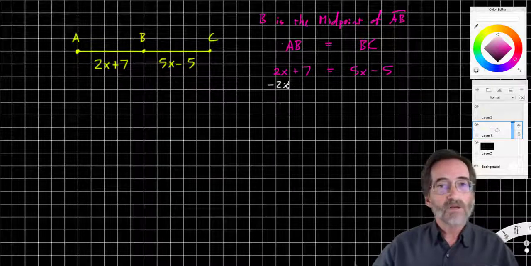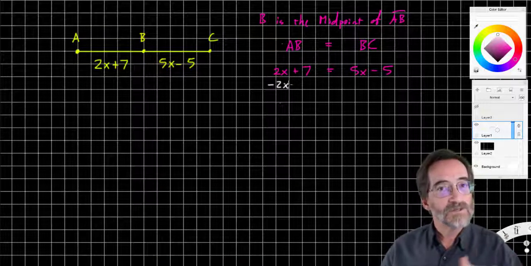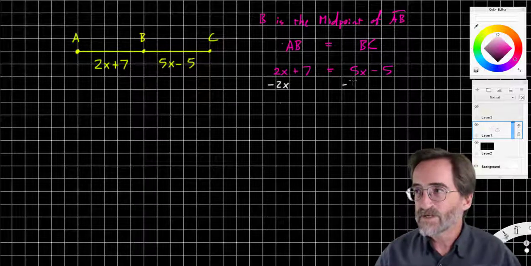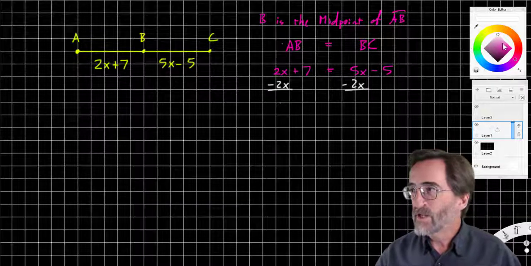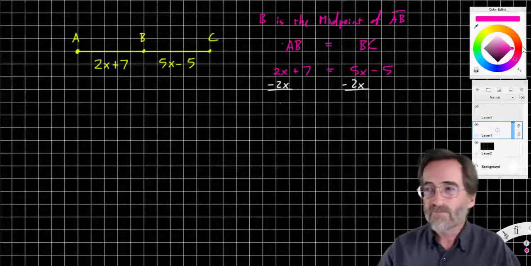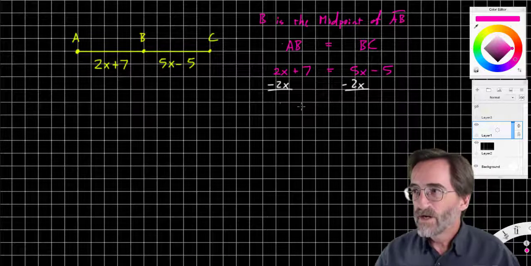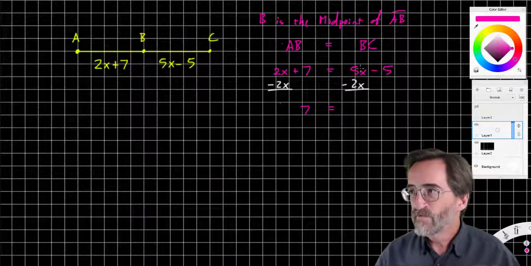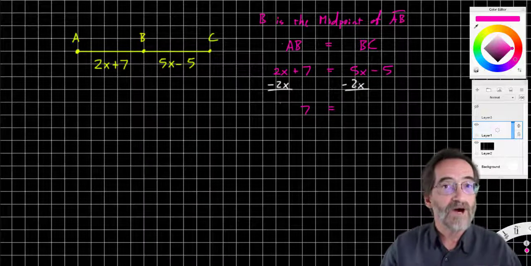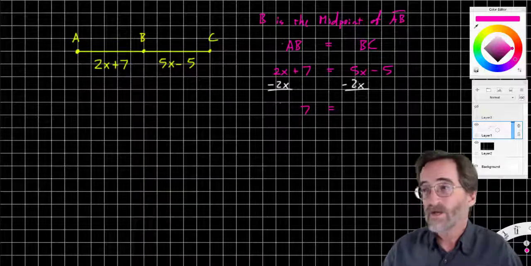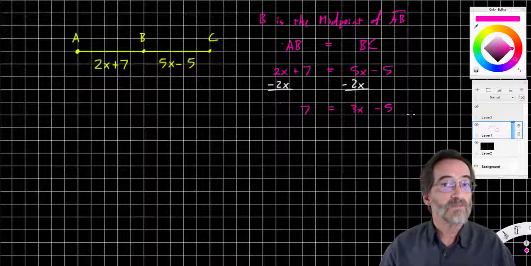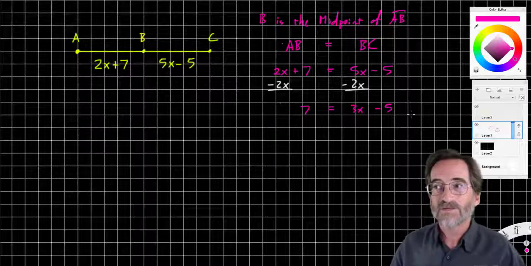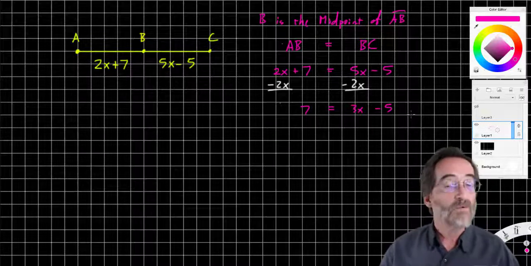Now the property of balance of equations says I need to do the same thing to both sides. So I'm going to subtract 2x from both sides. Okay? And when I do that, as long as I do the same thing to both sides, I keep it balanced. I'm going to get 7 equals 5x take away 2x. If I have 5 x's and I take away 2 x's, naturally I have 3 x's remaining. 3x minus 5. So you see we've simplified the problem. Now we've gotten rid of one of the x terms, and we only have x on the right side.